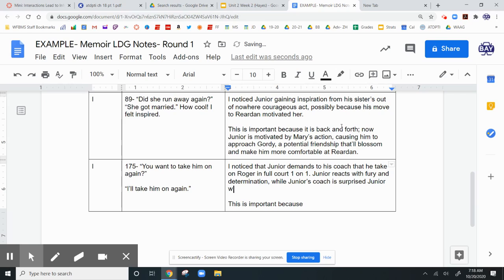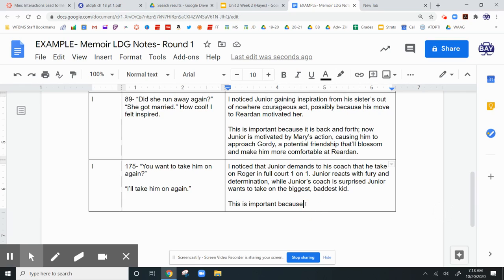Junior wants to take on the biggest, baddest kid. Of course, we know a little bit more about Roger through the Dance Winter Formal chapter than maybe the coach does, that he's got a sensitive and thoughtful side to him. But as far as the coach is concerned right now, this is a big surprise. So I've got that down. Now I want to make my inference. Why did I choose this conversation? Why is it important? What does it reveal? And what can I infer moving forward?